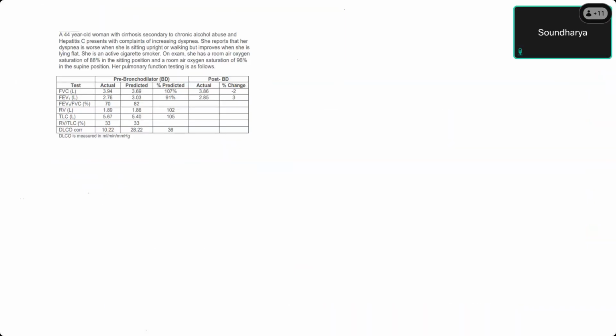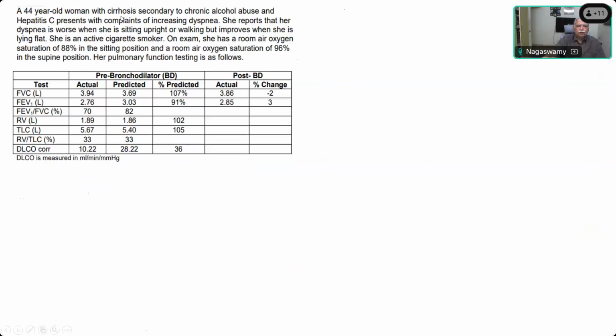Okay. So a 44-year-old woman with cirrhosis secondary to chronic alcoholism and hepatitis C presents with complaints of increasing dyspnea. She reports that her dyspnea is worse when she is sitting up or walking, but improves when she is lying flat. She is an active cigarette smoker. On exam, she has a room air oxygen saturation of 88% in the sitting position and a room air saturation of 96% in the supine position. Her pulmonary function tests are as below.